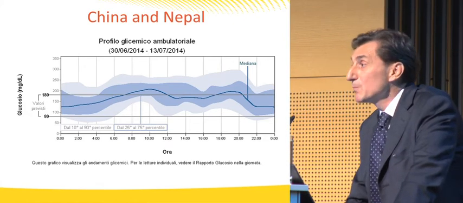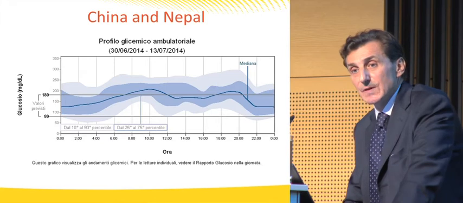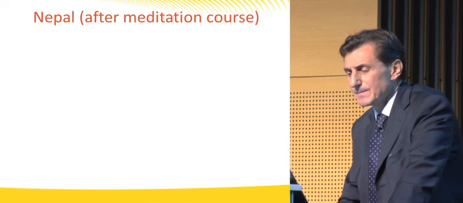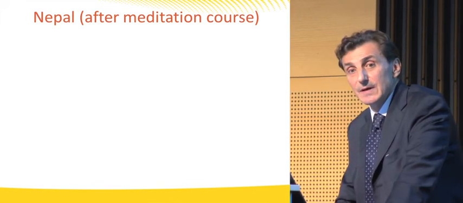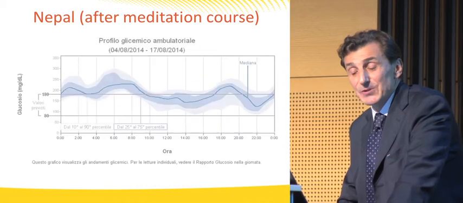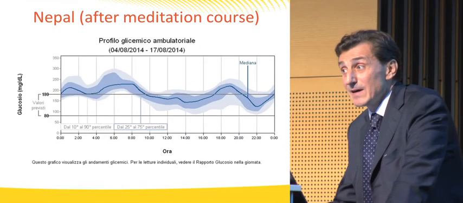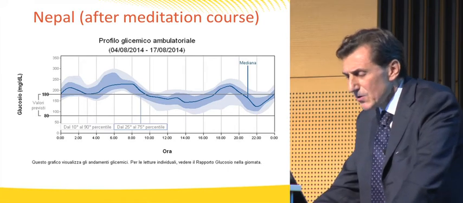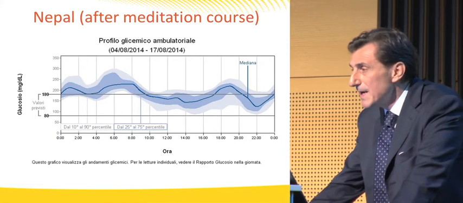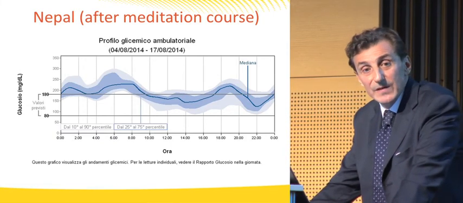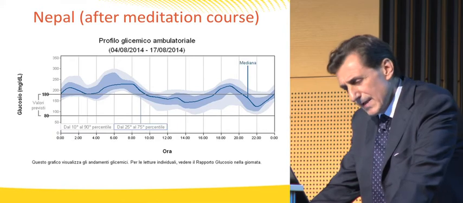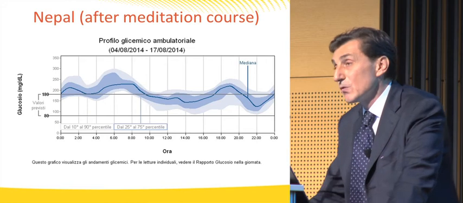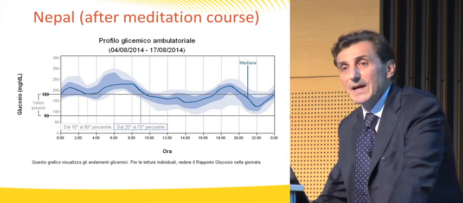Then he had the opportunity to do a meditation course with the monks in Nepal. And after a meditation course, this is his AGP. Probably we find another way to treat type 1 diabetes, do some meditation. Because as you can see here, the variability is very much reduced. The median was high, in particular during the night, for several reasons, also related to the food. These foods are very different from our foods.